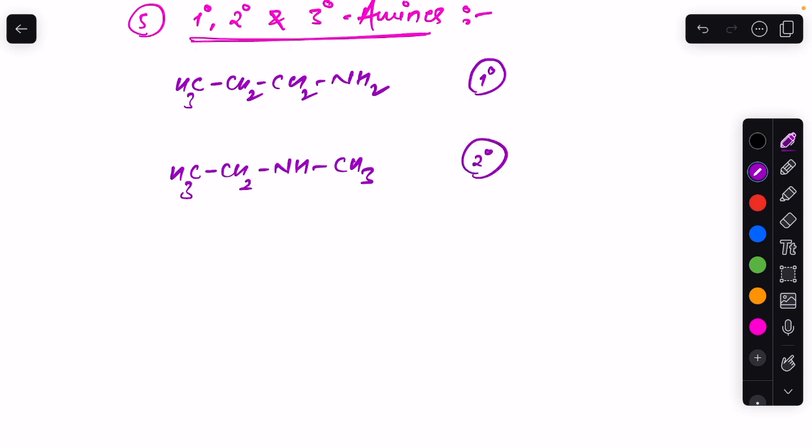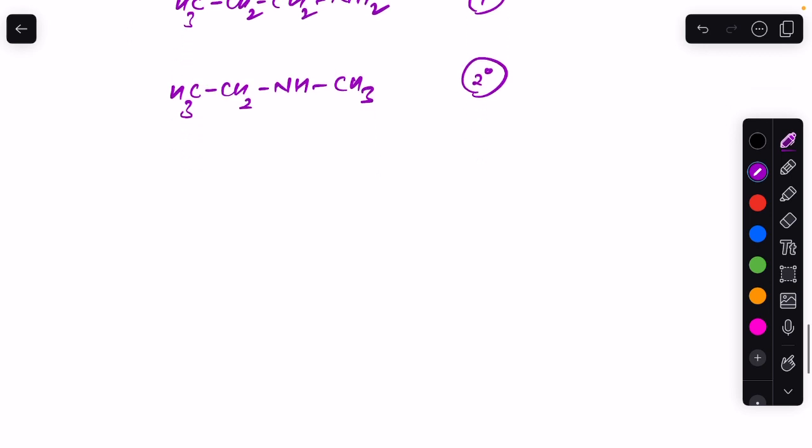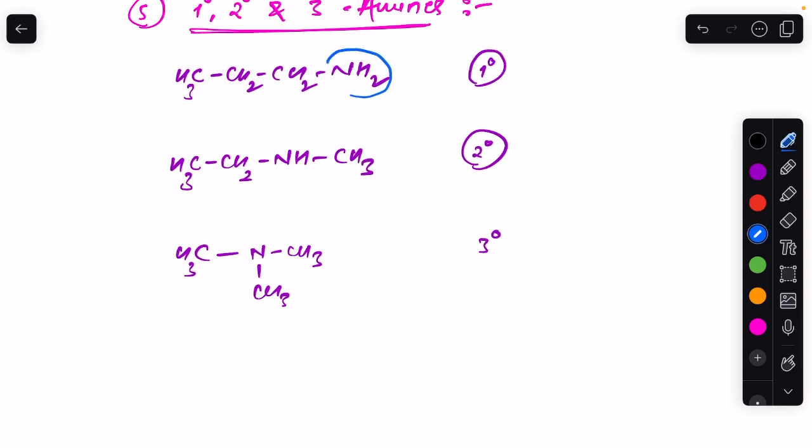If nitrogen is directly attaching to three different carbons, as CH3, CH3 and a CH3, then this is tertiary amine. We can mark it as NH2. This is primary. If we have an H, then this is secondary. If we have only nitrogen present attaching directly to 3 different carbons, then this is tertiary amine.